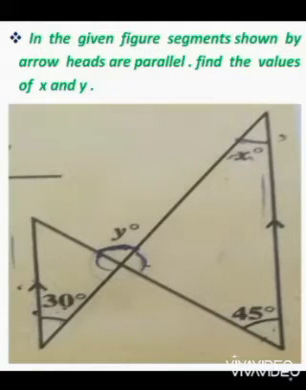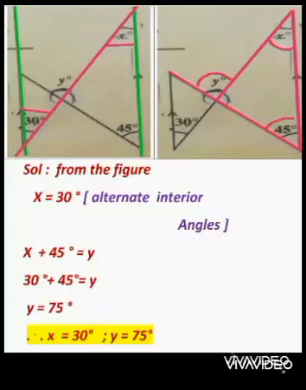Okay children, let us move to the second sum here. In the given figure, the segments shown by arrowheads are parallel. Find the values of x and y. Here the line segments shown by arrowheads are parallel lines. We have to find out the values of x degrees and y degrees. Let's move to the solution.